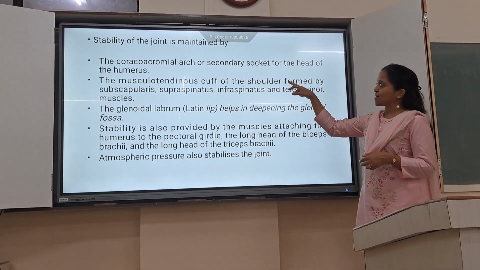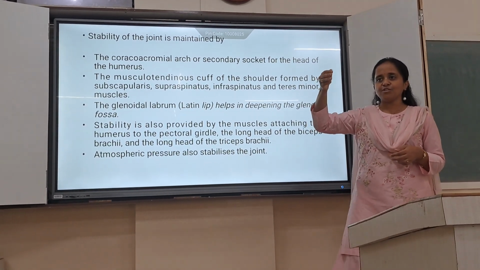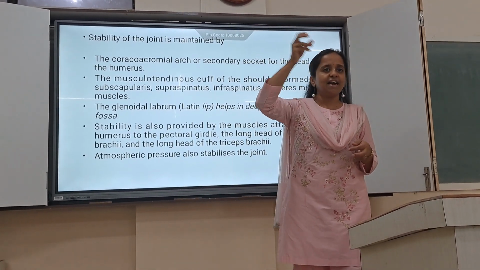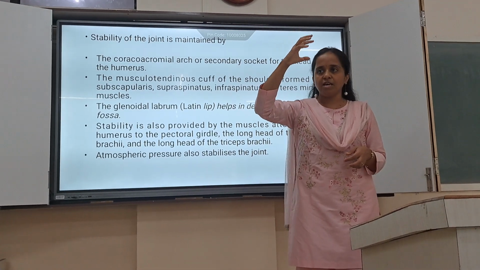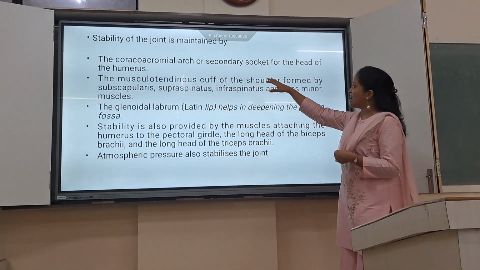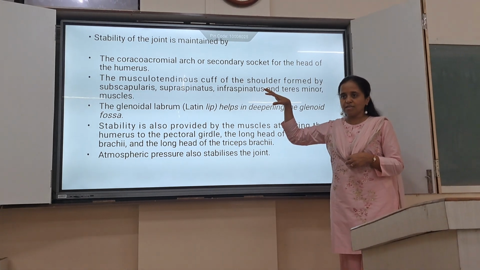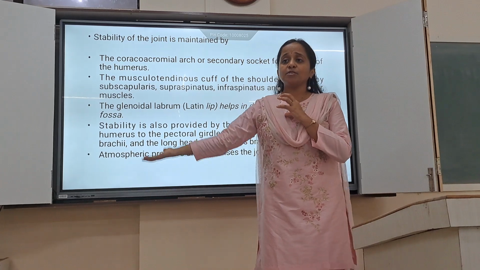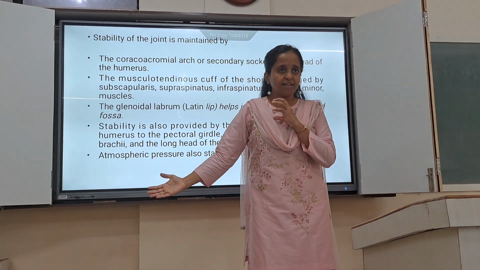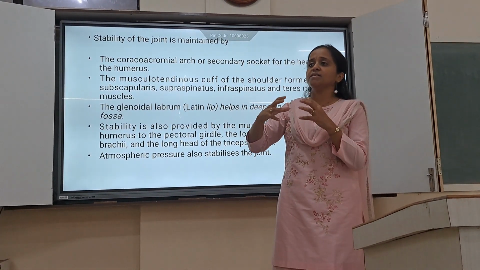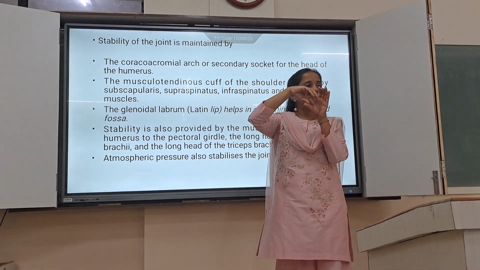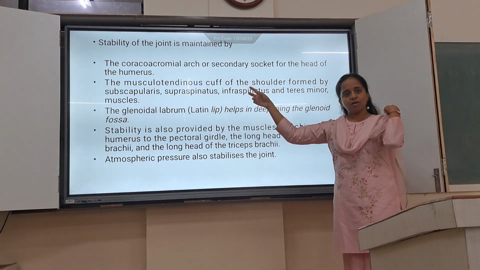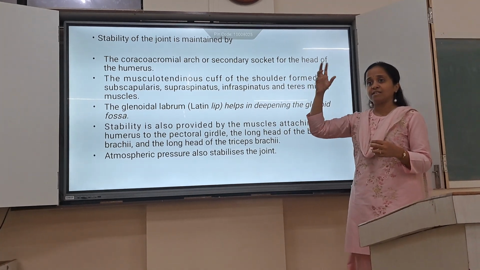So the first one is the coracoacromial arch. The coracoacromial arch is ligamentous. It is formed by the coracoid process and the acromial process which come on the top of this shoulder joint. So this coracoacromial arch is the secondary socket of the head of the humerus. When there is overhead abduction of the shoulder joint, and we move our arm above the head, this particular arch will act as a socket because the glenoid cavity is very small in size. So this is the first point which helps in the stability of the joint.